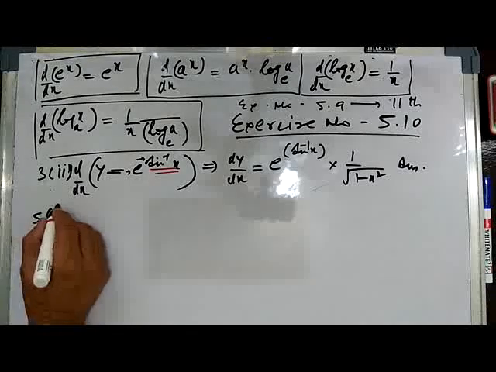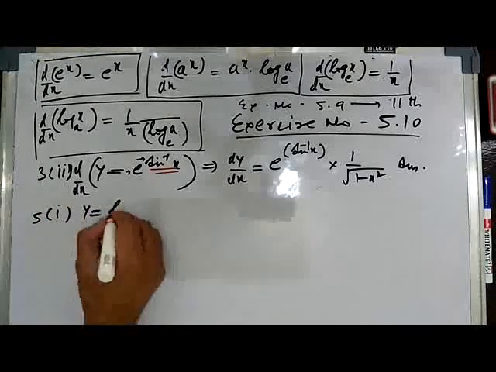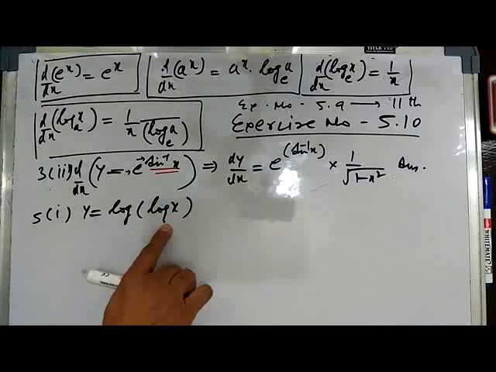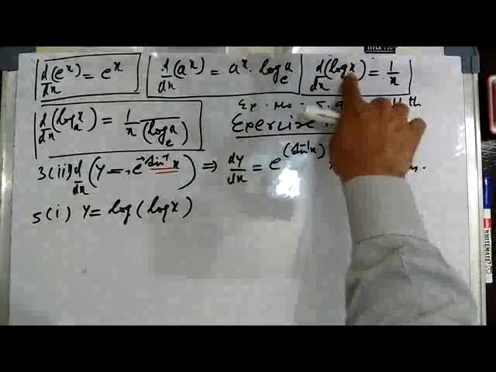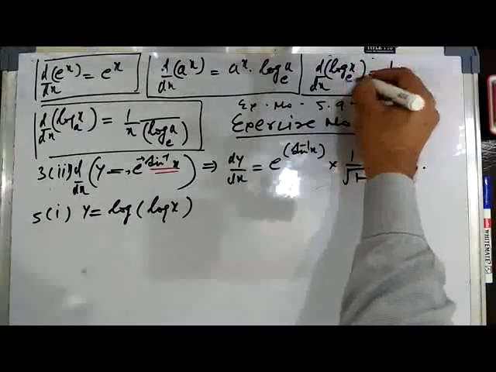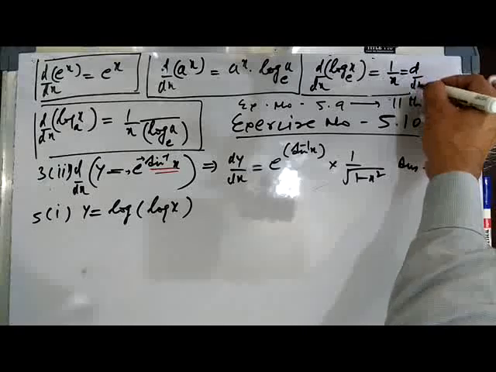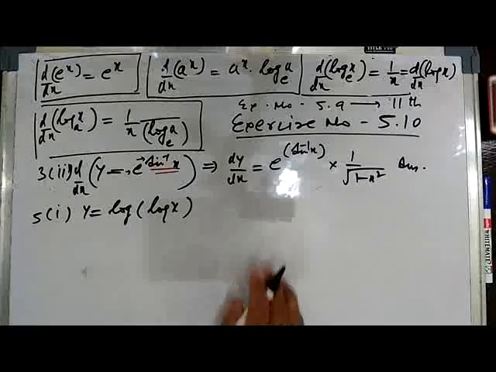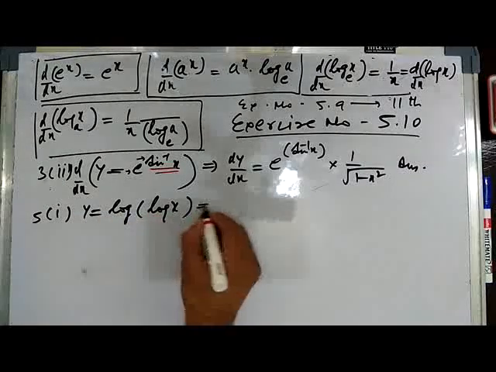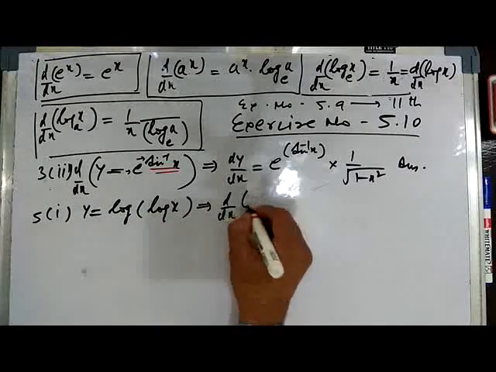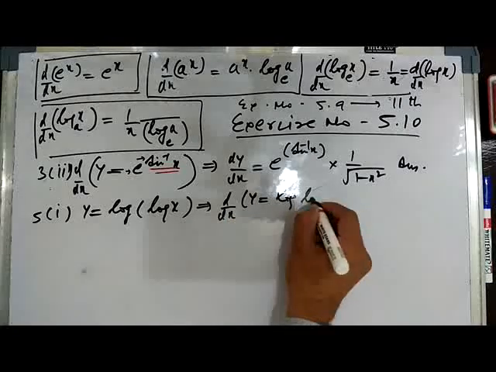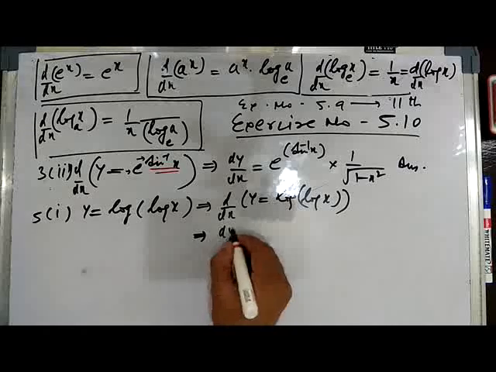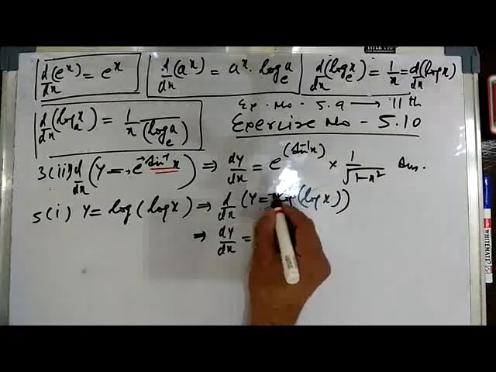Suppose for the next question we take question 5, first part, y equals log of log x. Remember, when the base is not given, it is always taken as natural log. So in calculus, when the base is not written, it is taken as natural log. So once again, d/dx of y equals log of log x. Now we differentiate by chain rule. dy/dx, now you reach here.